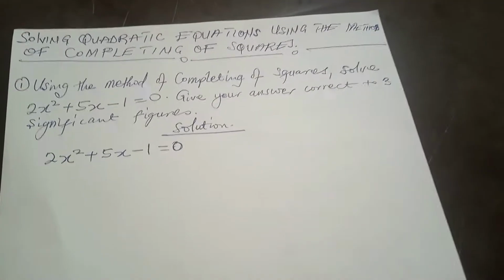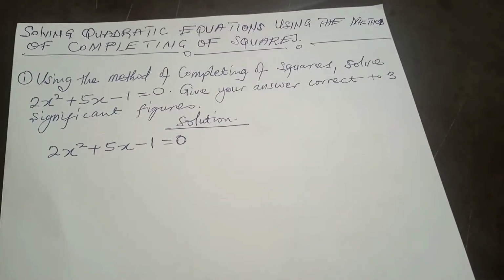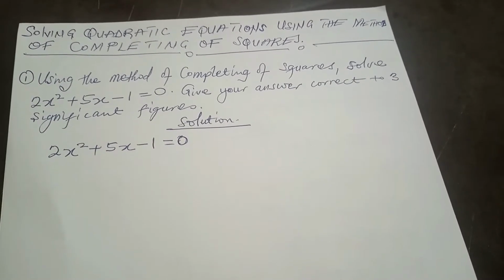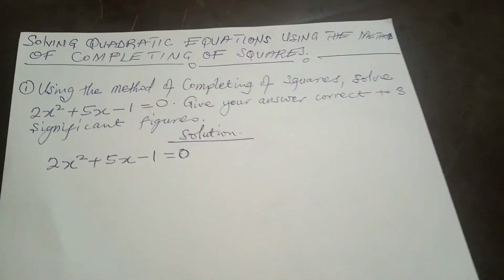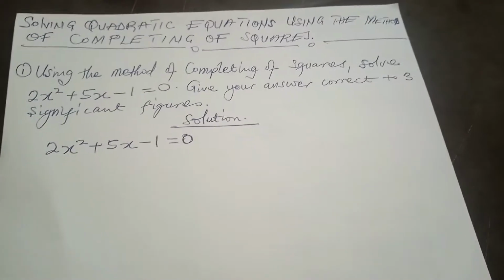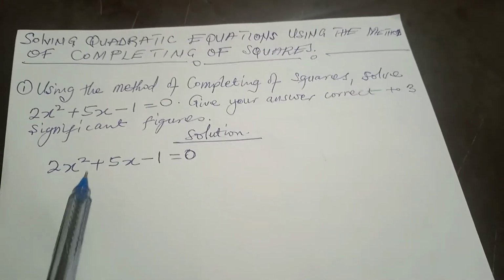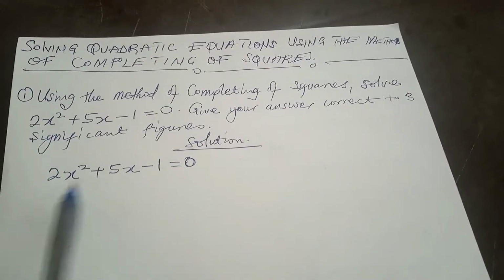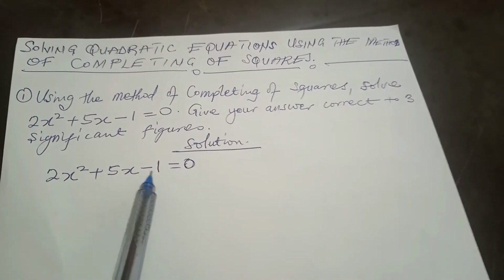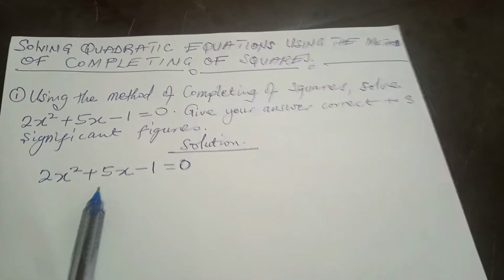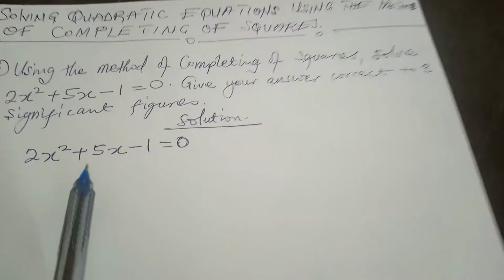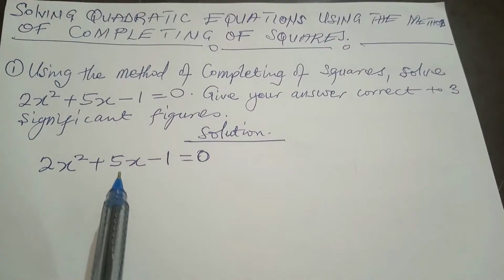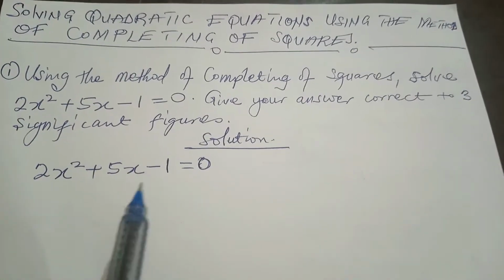Our very first question: using the method of completing the square, solve 2x squared plus 5x minus 1 equal to 0. Give your answer correct to 3 significant figures. As I said earlier, this equation clearly cannot be factorized, because 2 times negative 1 is negative 2. We can't have two factors of negative 2 that add to give us 5. So because of that, the completing the square method becomes the easier option for us.